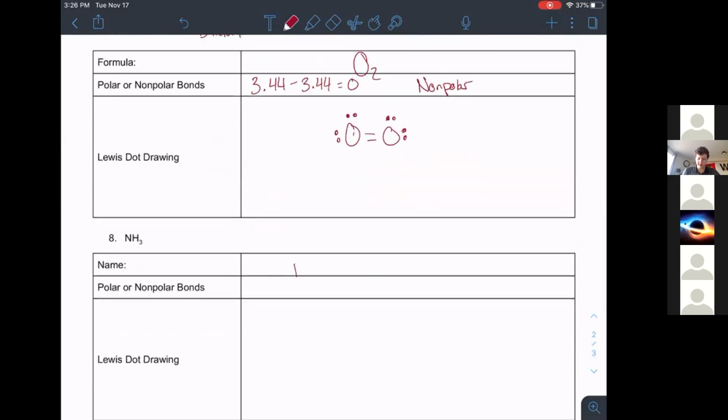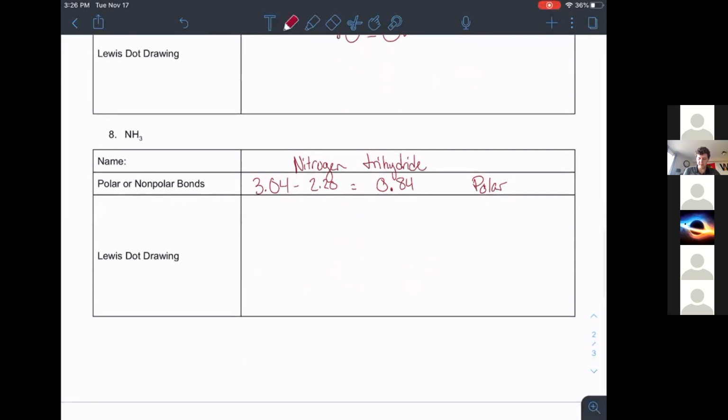Last but not least, we have nitrogen trihydride. Which is going to be 3.04 minus the 2.20, which gives us 0.84, or a polar bond again. And when we draw this Lewis dot structure, you should have gotten nitrogen with 3 bonds, 1 to each hydrogen, bringing back the 2 lone pairs onto our nitrogen. Are there any questions on any of those problems?